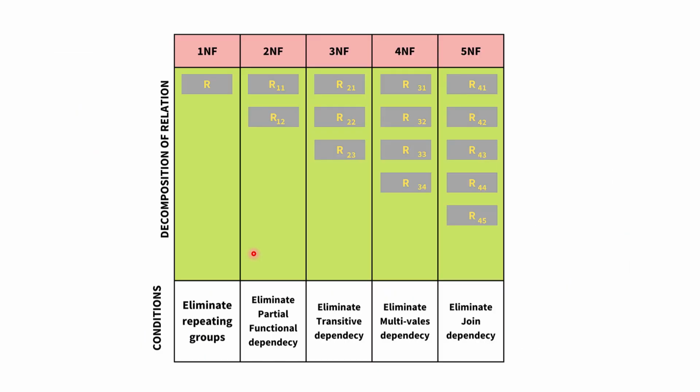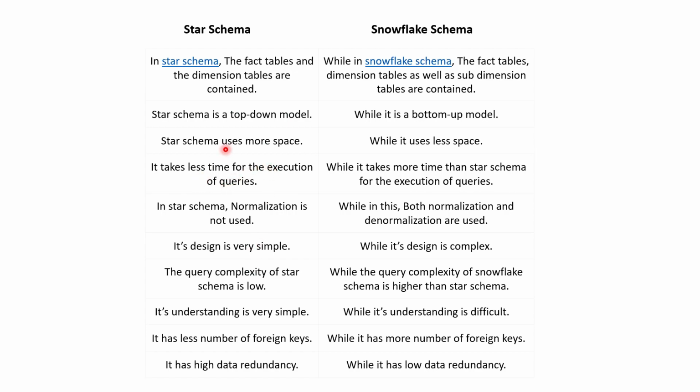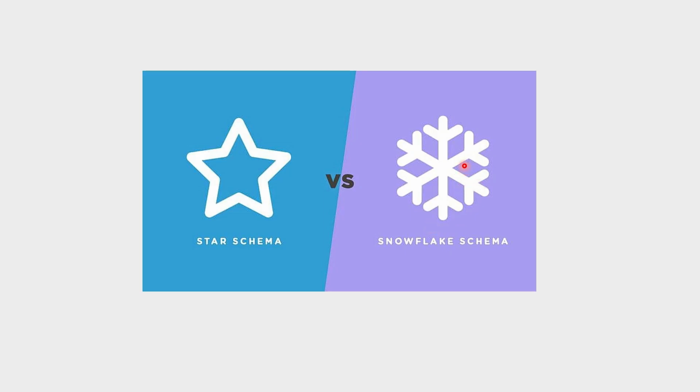Next, Star schema uses more space, while Snowflake schema uses less space. Star schema takes less time for execution of queries, so the query complexity is low here. In Snowflake schema the execution time is more, so query complexity is more. Also the design is very simple in Star schema and complex in Snowflake. In Star schema normalization is not used, while in Snowflake schema normalization is used. From the design itself you can understand that these tables are normalized and here the tables are not normalized.